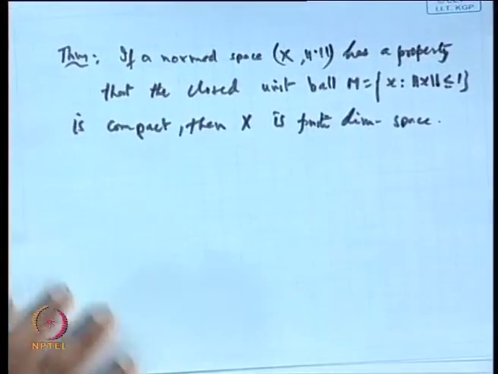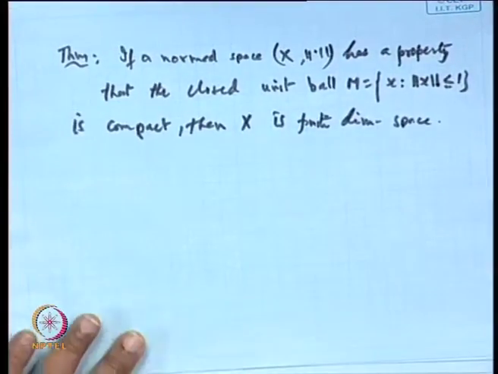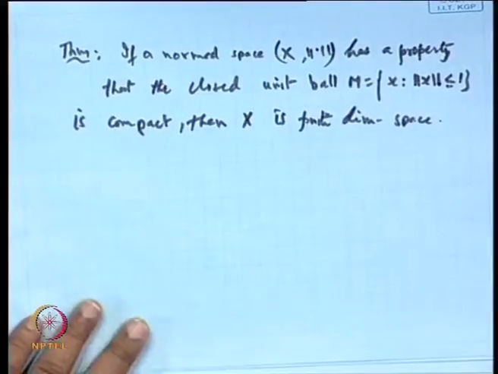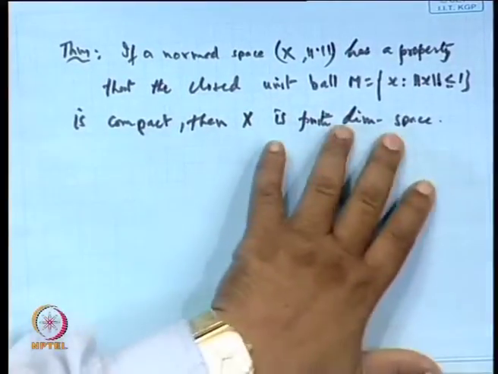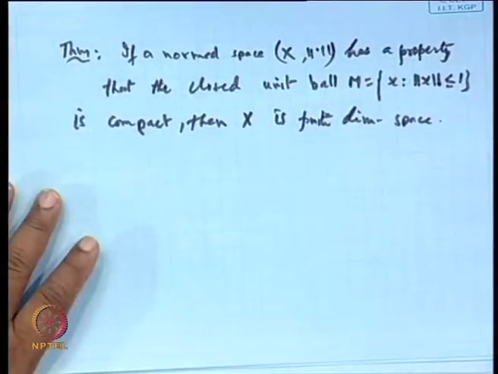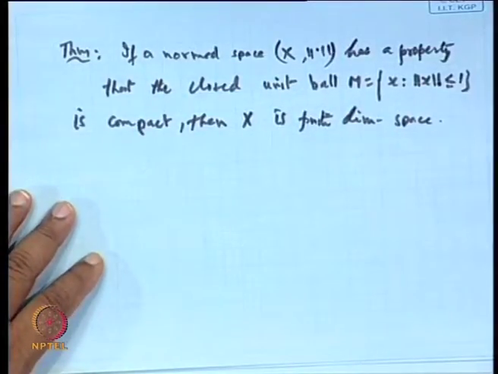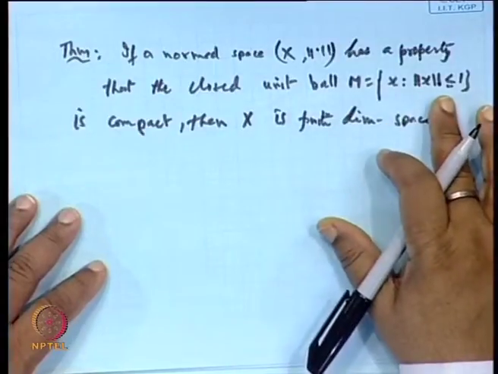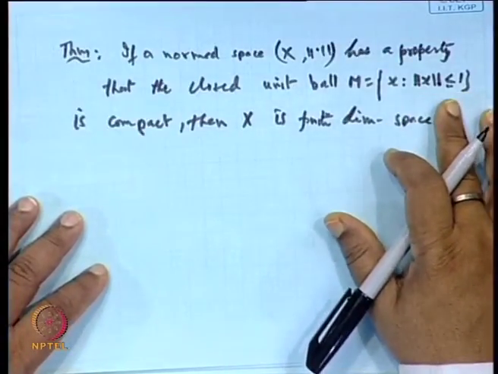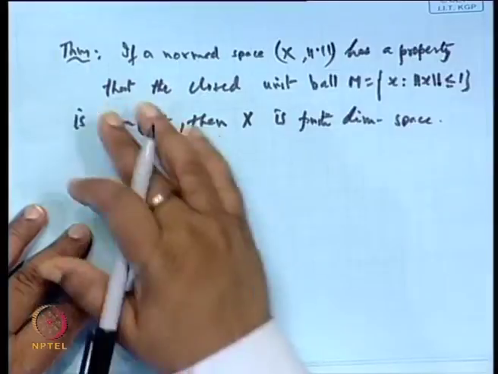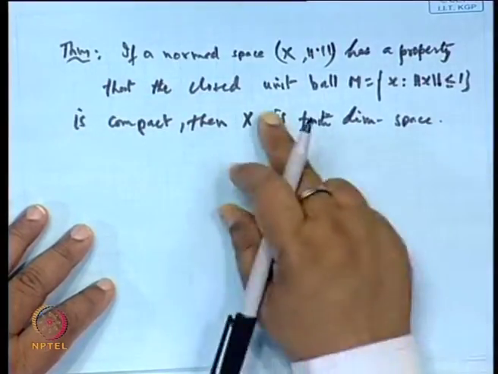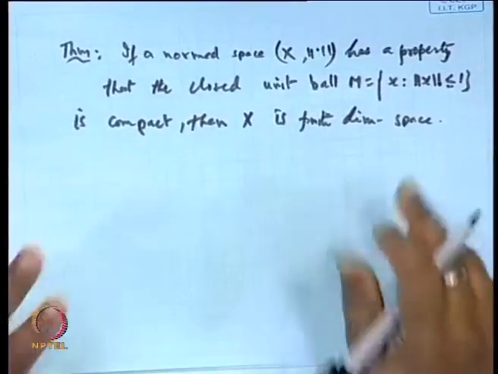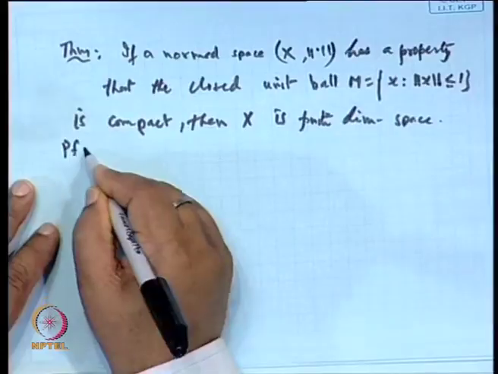So, this is a very interesting and important result, because so far we have seen that if X is a finite dimensional space, then a closed and bounded set is a compact set, because the closed unit ball is bounded and closed, so it must be compact. But the other way round, if a normed space has the property that the closed unit ball is compact, then it must be finite dimensional. So, let us see the proof of this.